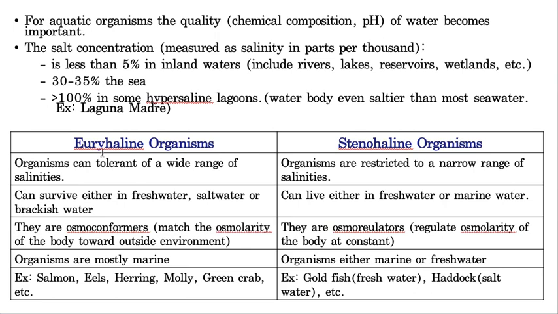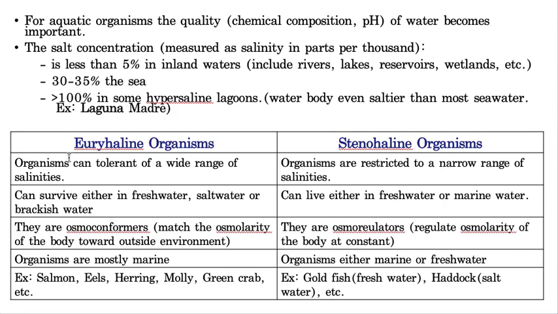Now, according to salinity tolerance, organisms are divided into two types. The first one is euryhaline organisms, and the next one is called stenohaline organisms. Students, before I explain this, don't get confused with eurythermal and stenothermal organisms. That is the response of an organism towards temperature, whereas euryhaline and stenohaline are the response of an organism towards the salinity of water. Students, don't get confused between these two terms.